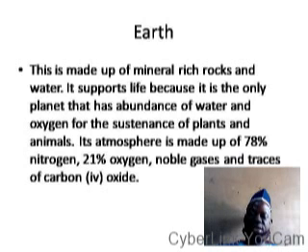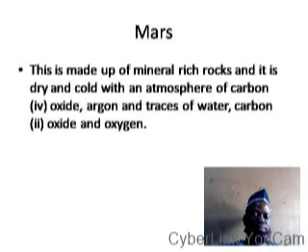After the Earth is Mars. Mars is also made up of rocks that are rich in minerals. It is dry, and compared to the Earth, like I've said, it is cold. Its atmosphere is made up mainly of carbon dioxide and argon, but we also have water in trace amounts, and oxygen in very little amounts.